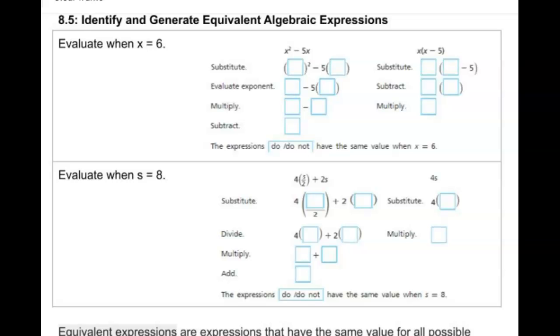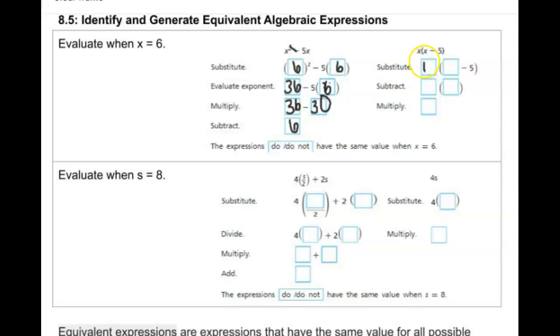Okay, so what is x squared minus 5x when x equals 6? So we're going to plug that in. So I have 6 squared minus 5 times 6. 6 squared is 36. 5 times 6 is 30. Oh, they did not want us to solve that yet. I'm sorry. Let's put that 6 in. So we bring our 36 down. 5 times 6 is 30. 36 minus 30 is 6. So if they're equivalent, this one over here will also be 6.